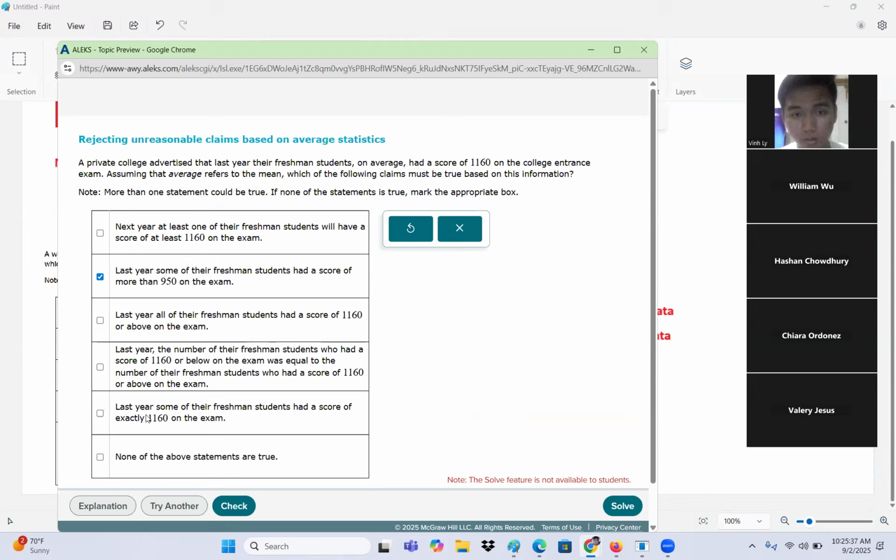But you can't say that some students have a score of exactly 1160 on the exam, because the average is not necessarily one of the data set values. So we cannot say that either. So this is the only one of them, right? So B. Okay.